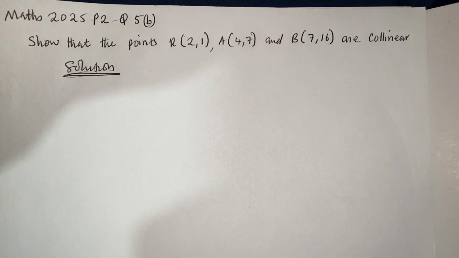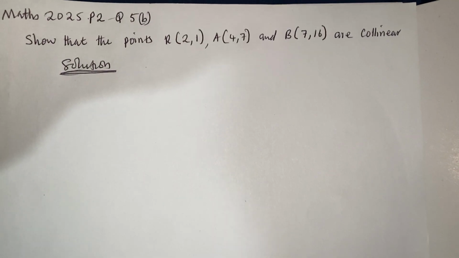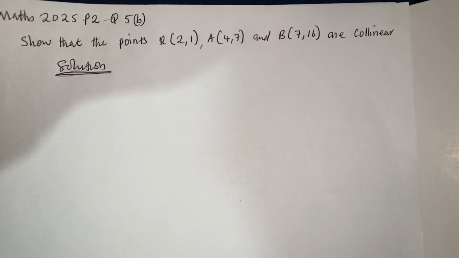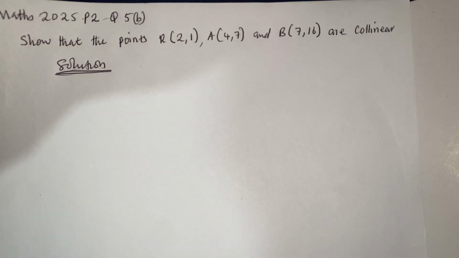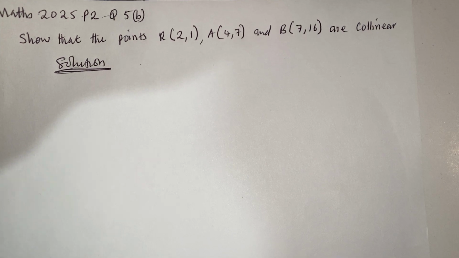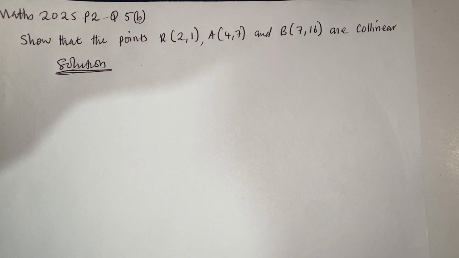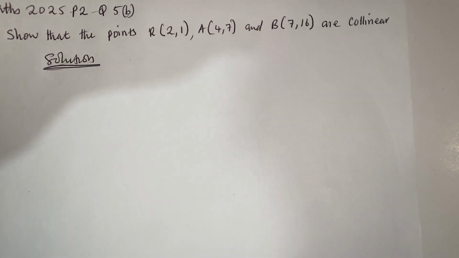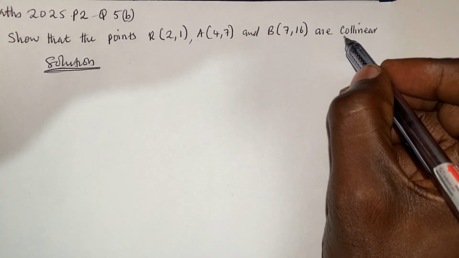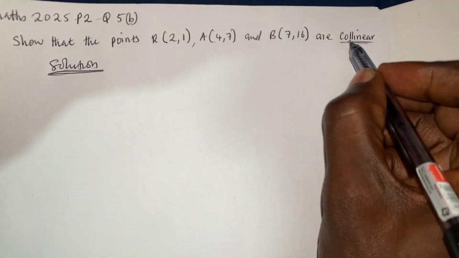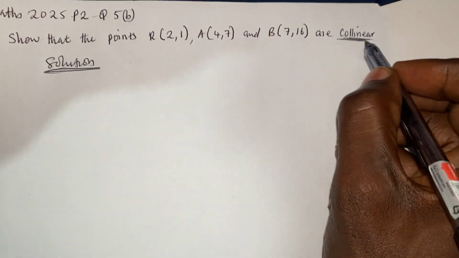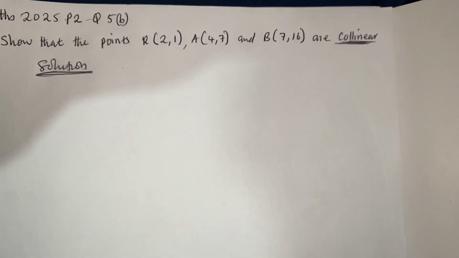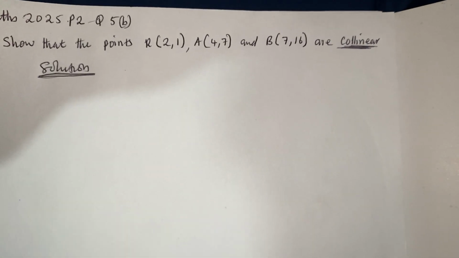Okay, my learners, today I want us to solve this question. It's under coordinate geometry. And the question is saying, show that the points R, A, and B are collinear. So the key term here is collinear. So we're supposed to understand what is collinear. What are collinear points? So collinear points, these are points in the same straight line.